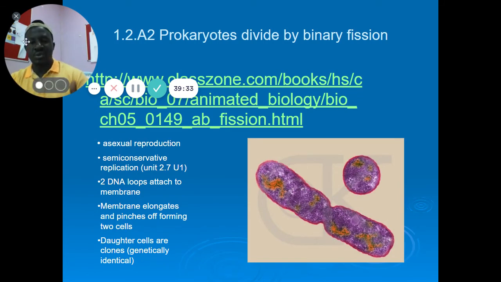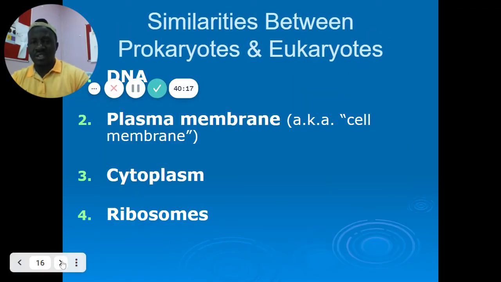It reproduces by asexual reproduction, and then the semi-conservative form of replication, whereby we have one new structure attached to one old structure, so that each of the two cells formed has a new structure and an old structure. That's what we call semi-conservative replication. Then what happens during that stage? A DNA loop attaches to the membrane, as you can see, and the membrane elongates. So this elongation of one cell with the attached membrane continues and then divides into two. Two daughter cells, clones, genetically identical, are formed.